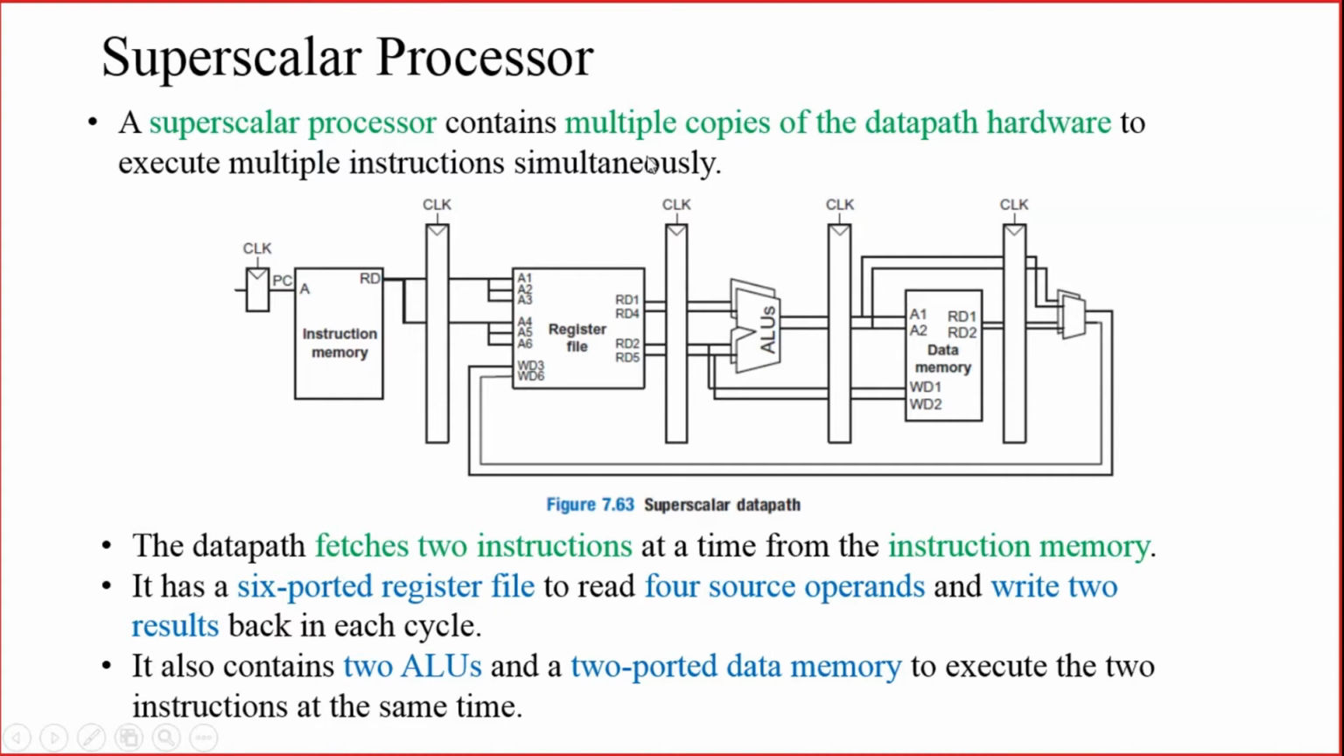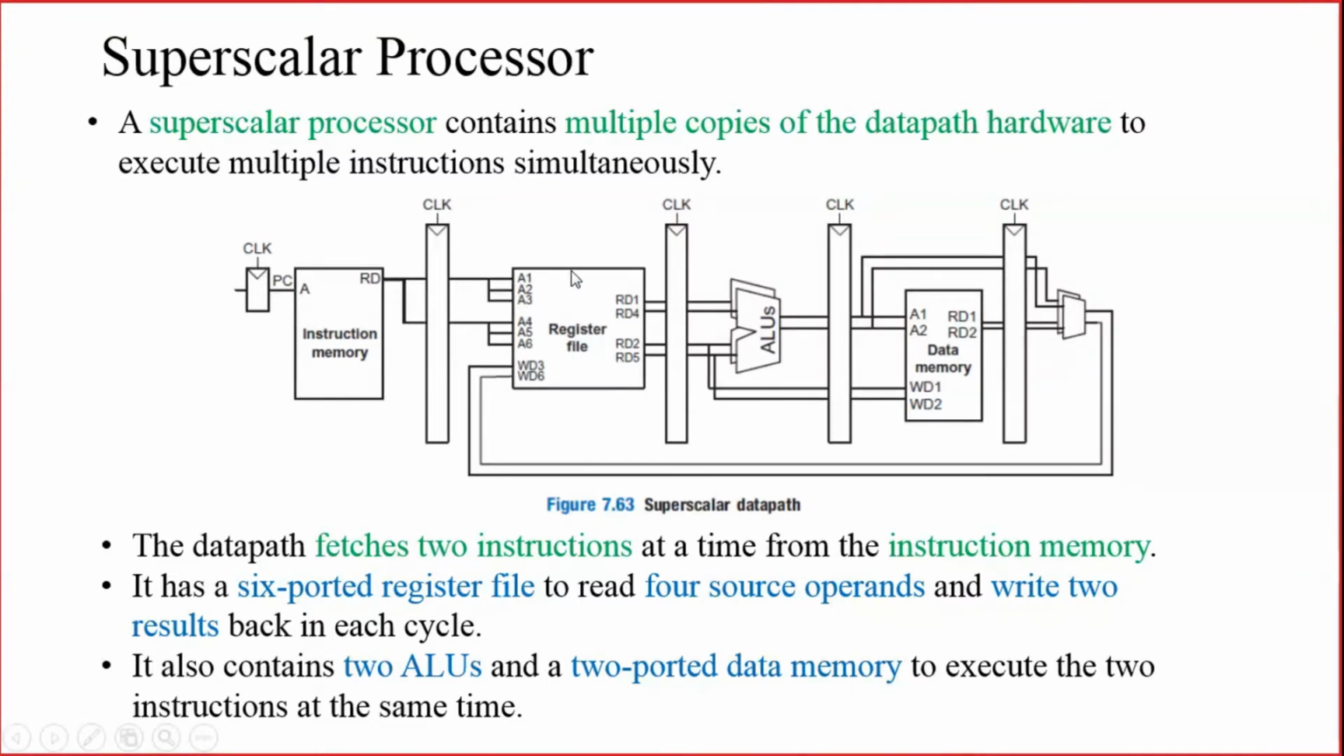A superscalar processor contains multiple copies of data path hardware to execute multiple instructions simultaneously. So a superscalar processor consists of multiple copies of the data path hardware so that it can execute multiple instructions simultaneously. In this figure, you can see that initially there is an instruction memory, and two instructions are read from the instruction memory at the same time.